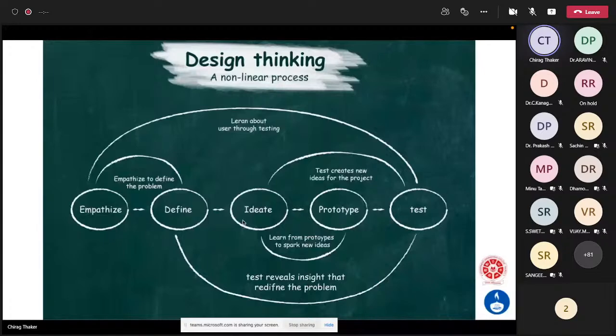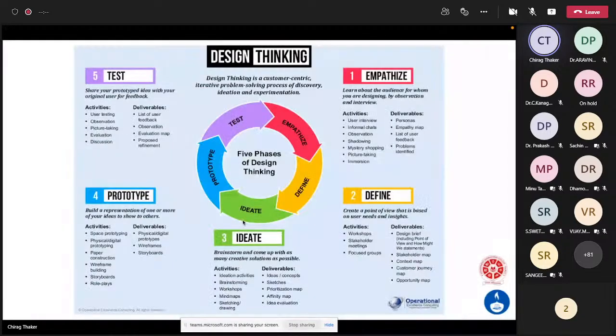Now this slide is to talk about the activities and deliverables. If it is the empathize stage, what are the activities you are going to carry out as a design thinking team? User interviews, informal chats, sometimes informal chit chats at coffee shops or at construction sites or their canteens can give you very great inputs, observations, shadowing, mystery shopping. Picture taking. You can take pictures and analyze how the users are doing their processes or how they are using the products. What are the deliverables in this empathize stage? Personas, empathy map, problem identifications, and user feedback.